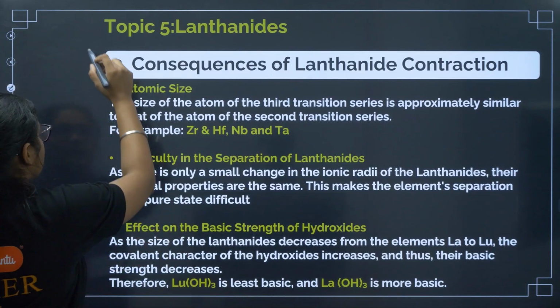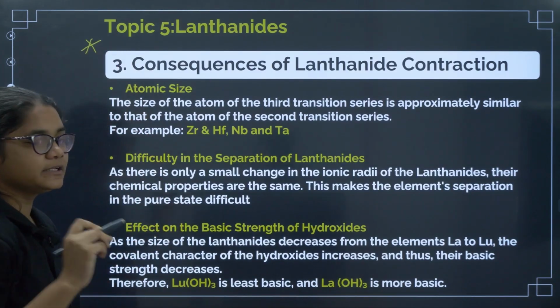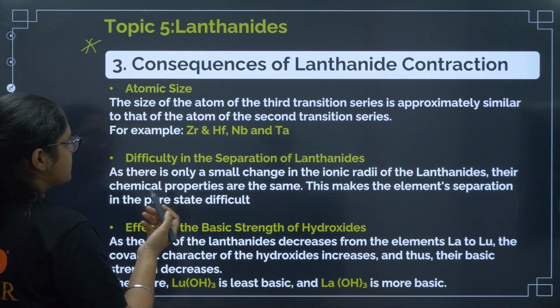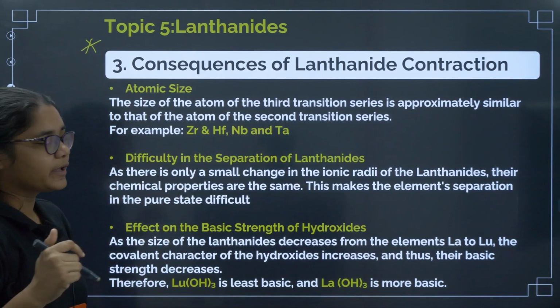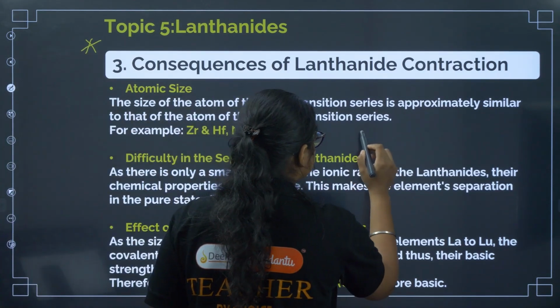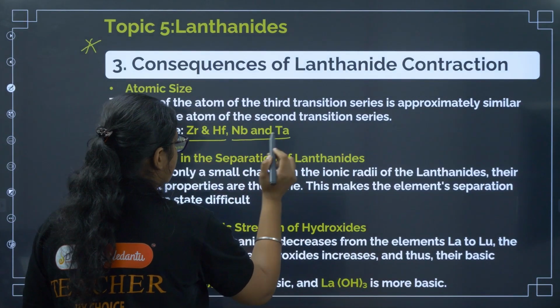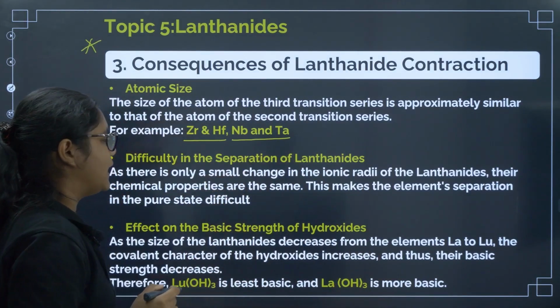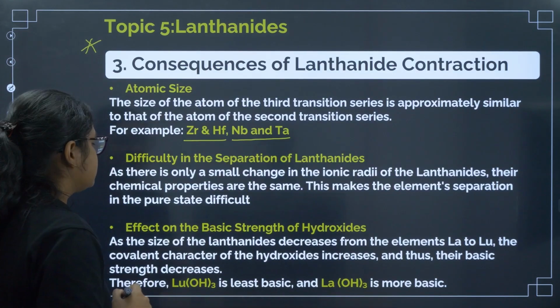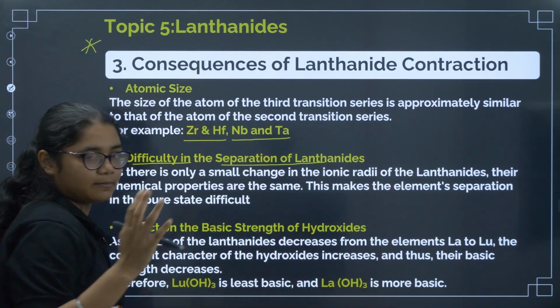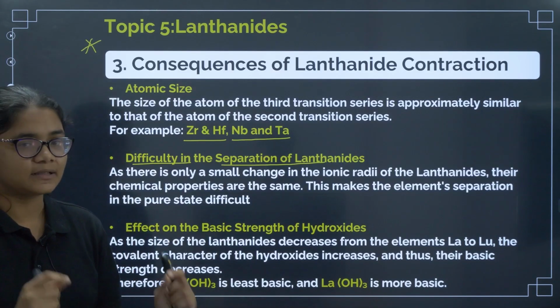Now this is again a very important slide: lanthanide contraction and its consequences. We have already seen the causes. What are the consequences? The atomic sizes of the fifth period and sixth period elements are almost the same. For example, you have to remember zirconium and hafnium, and Nb and Ta. Next, due to this, they have similar chemical properties, so it is very difficult to separate them.